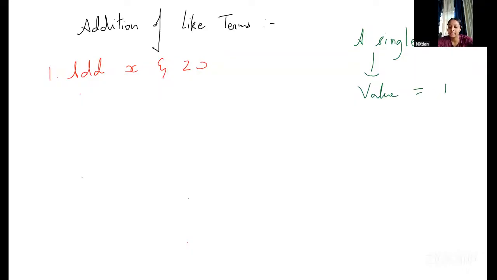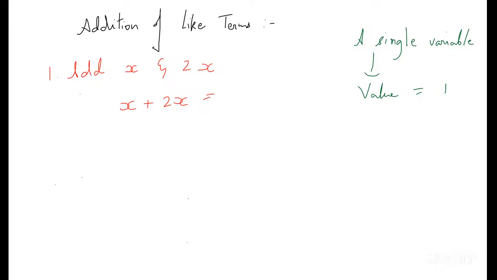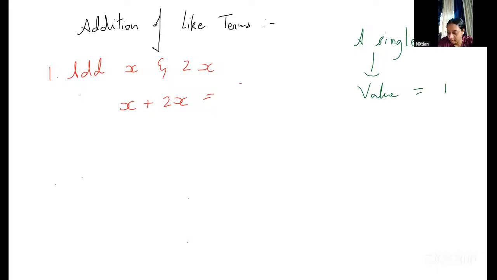Now when I say add x and 2x, what will be the answer? x plus 2x will be equal to how much? Not 2xx. It will be equal to 3x, because this x has the value of 1, and when we are adding it, this value of 1 will be added to this 2. So it becomes 3x.